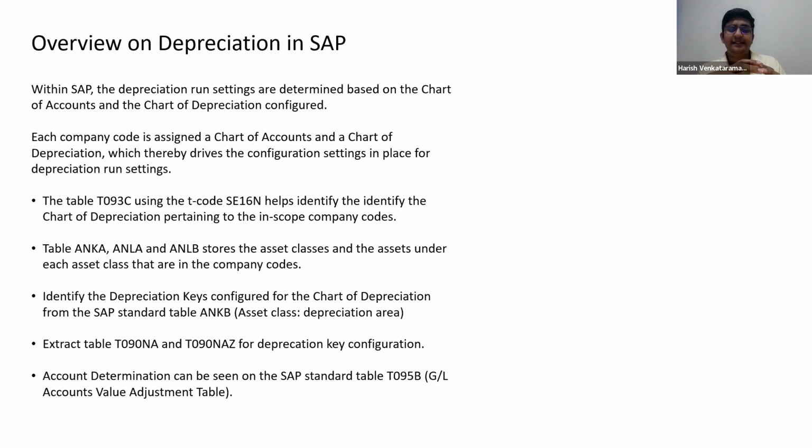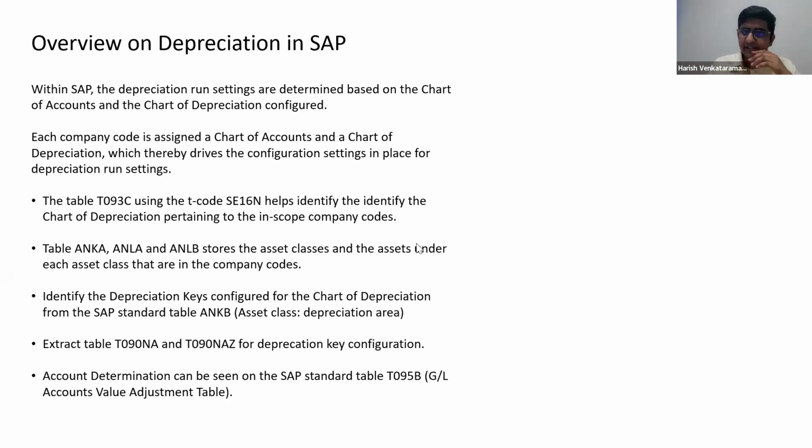And then finally, again comes the account determination, right? There is a standard table for asset management, asset account determination, which is T095B. So this table will contain your account determination. What happens in case of sale of an asset? Which GL account should that go to? What happens in case of depreciation? Which GL account should my depreciation value go to? All of these are stored in the table T095B, right?